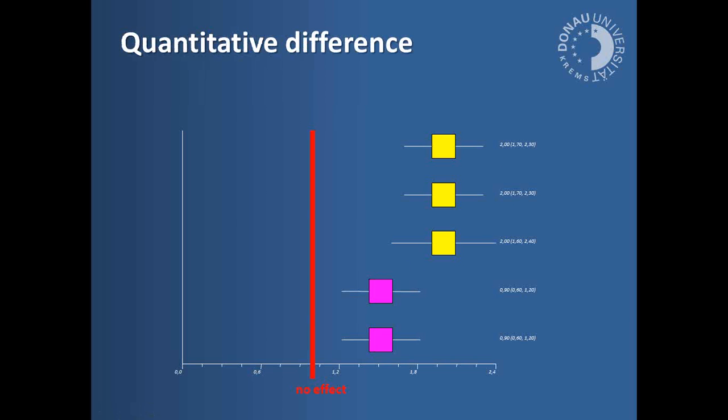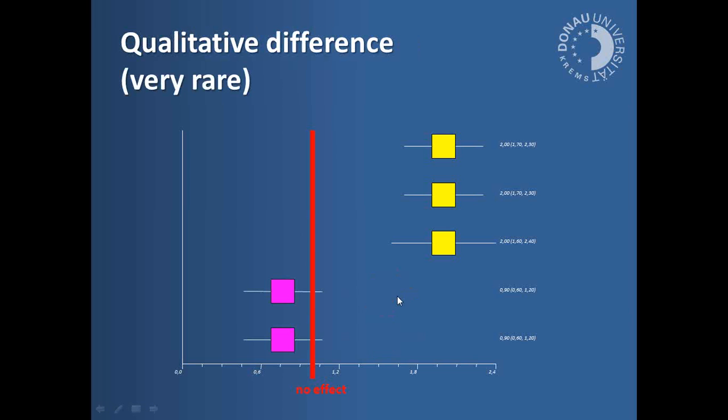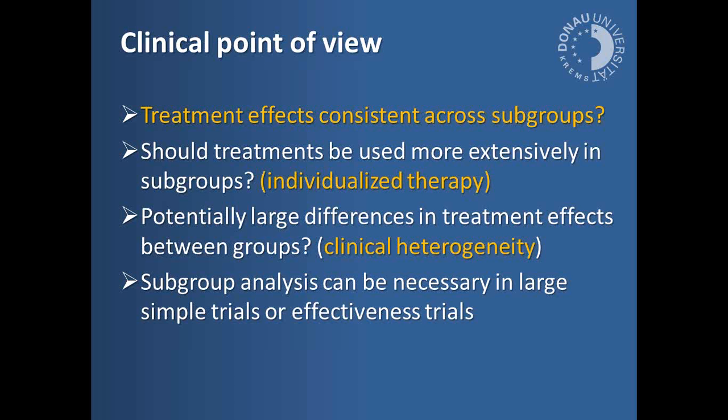Then there can be a quantitative difference, so it reveals an effect in all the subgroups, but with a different effect estimate. And very, very rarely there can also be qualitative differences, in the sense that in some subgroups the treatment is working and in some it is not, or it is even doing harm. But as I said, it's very, very rare.